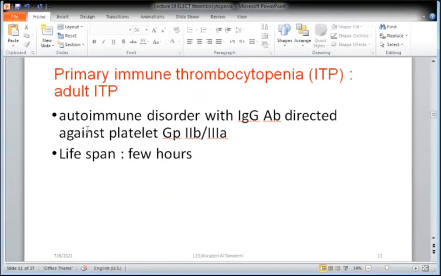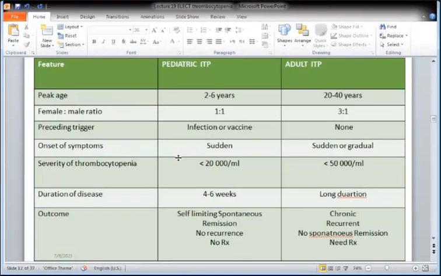The mechanism: this is due to an autoimmune disorder with a specific IgG antibody directed against platelet glycoprotein 2b3a. It makes opsonization of the platelet and then the platelet will be removed by the spleen. So the shelf life of the platelet will be reduced from a few days to a few hours only, and in that case the circulating platelet count will be low.